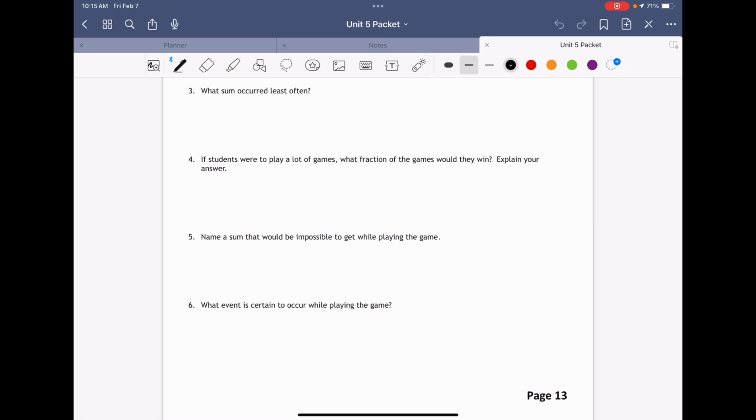What event is certain to occur while playing the game? Well, the smallest value you could get is 1 and 1. You could add those up and you'd get 2. So you would have to have a sum of at least 2. So anything such as 2 or greater would be possible until you get to the 8.